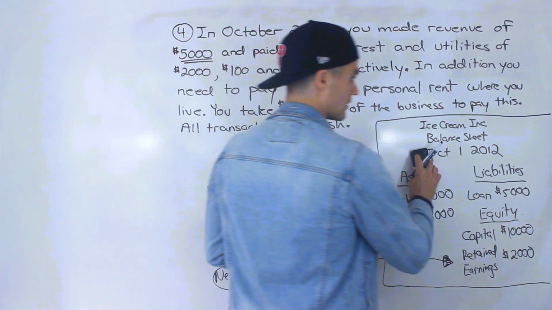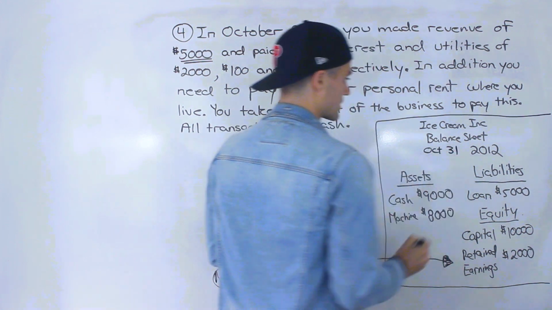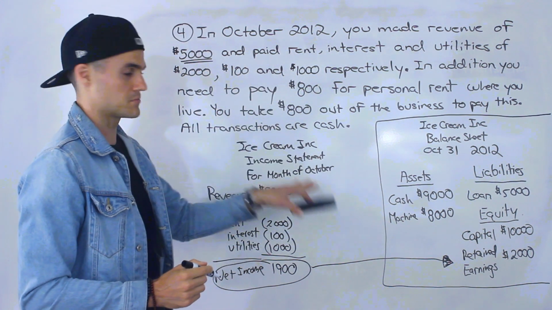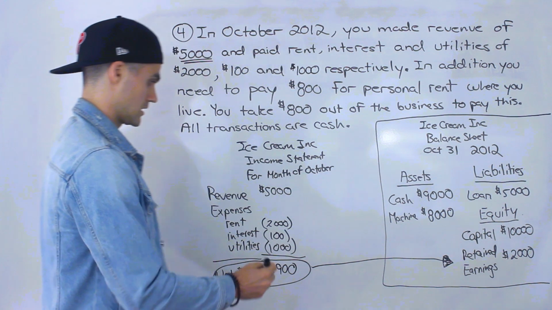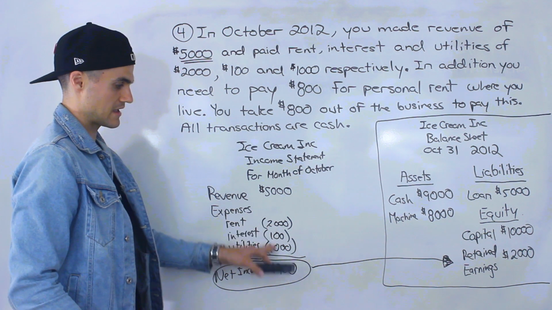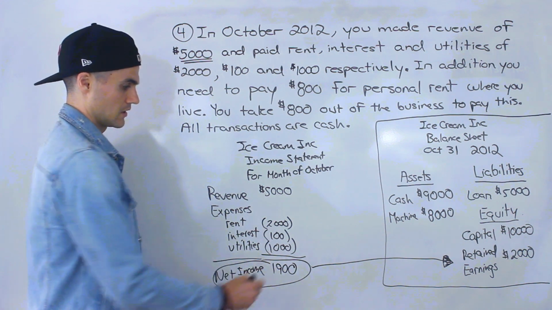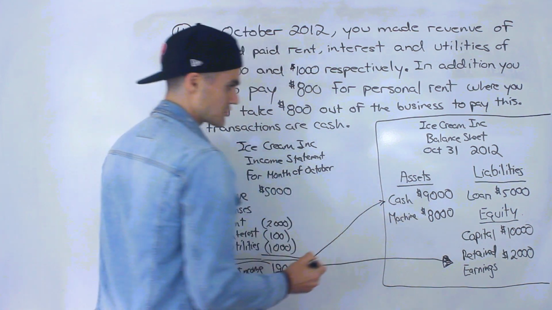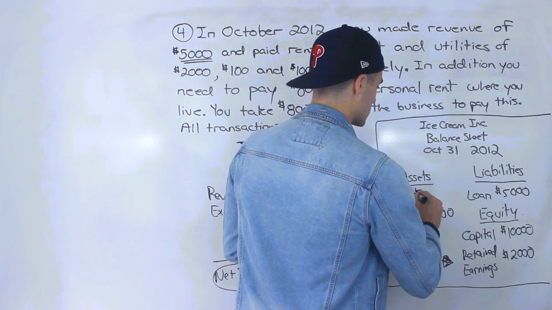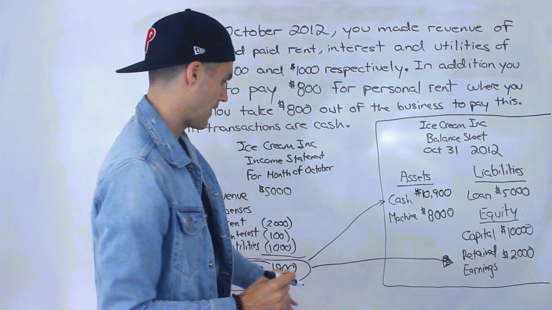So if we're going to be making the balance sheet now for October 31st, 2012, what changed on the left side? Well, nothing was mentioned about the machine, so that stays. But notice that all of these were cash transactions. So we received $5,000, but then we had to pay cash for these expenses. And so our cash goes up by 1,900. So on the left side, our cash balance is going to go up to $10,900.